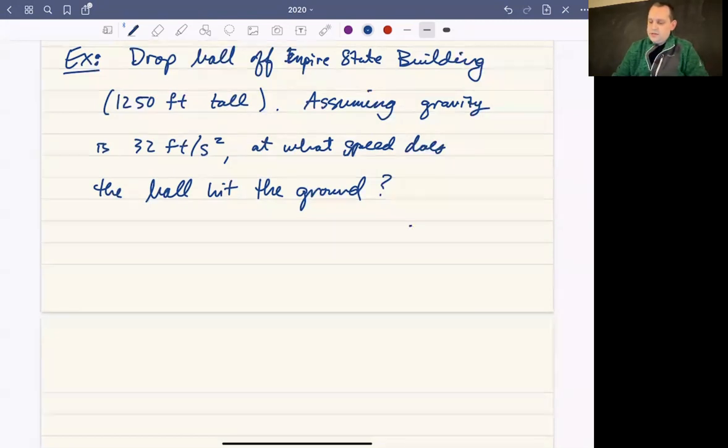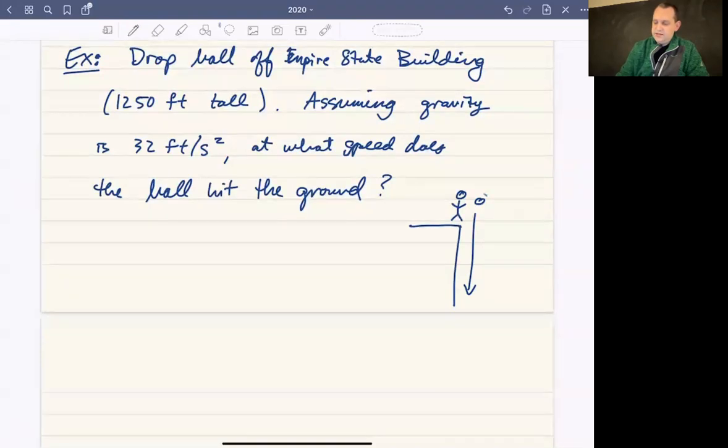If you want one hint, here's what I'll do. I'm going to draw an amazing picture with a not to scale person dropping a ball off the Empire State Building. I'm going to assume that the ball, this is slightly misleading, let's say that they lean over and drop the ball so that the ball is exactly at 1,250 feet. And I want to think about what's happening at that point.